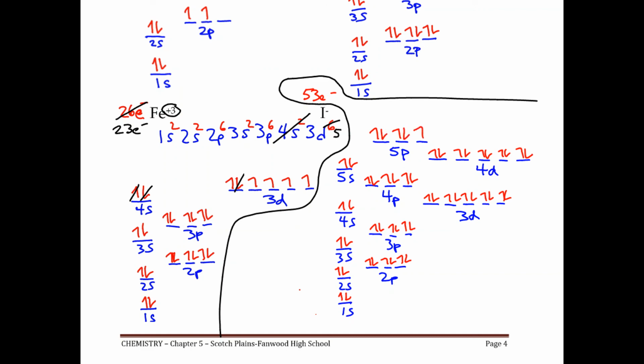So we're going to end there. But remember, when we're negative, that means we gained an electron. So instead of having 53 electrons, we're really going to have 54 electrons, and that last electron is going to go right there.